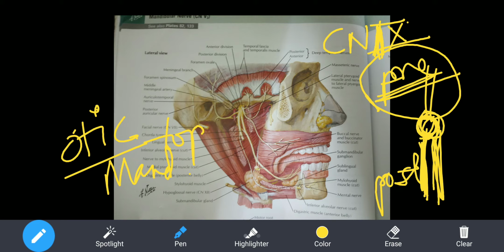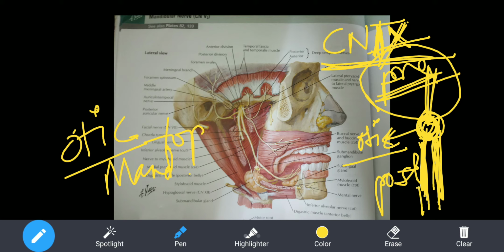It supplies the parotid gland, right? Secretions of the parotid gland. So the functional nerve is glossopharyngeal, and it relays its preganglionic fibers in this otic ganglion, and then from there postganglionic fibers go and supply the parotid gland. Understood? So the mandibular nerve is the topographical cranial nerve or the postganglionic nerve fiber.